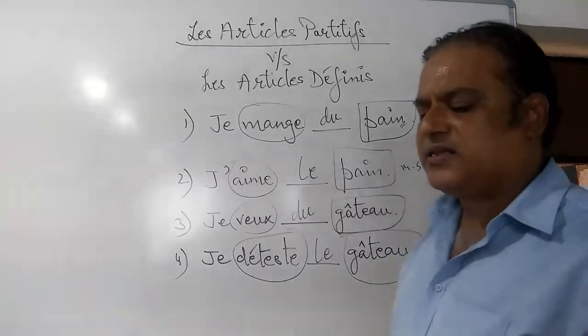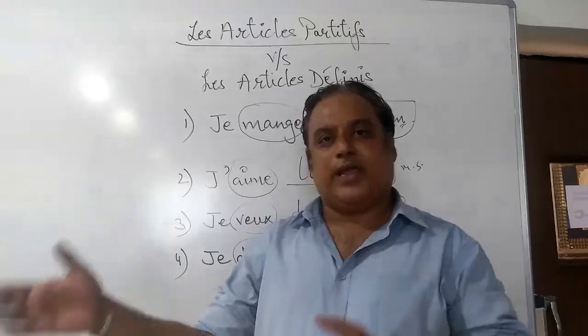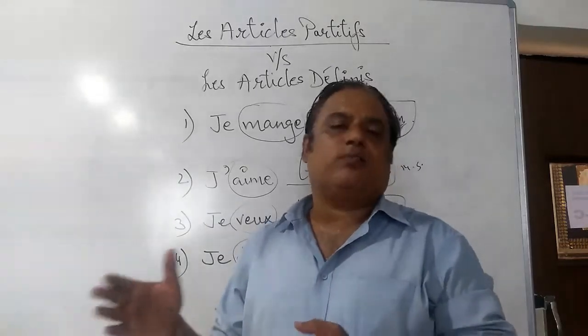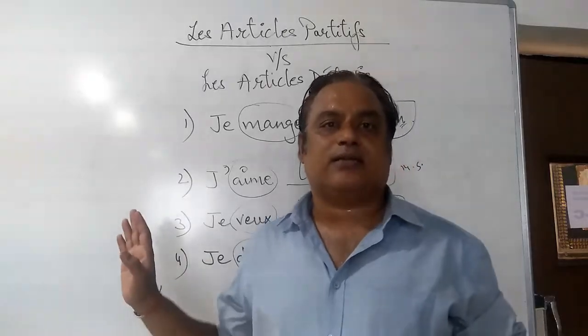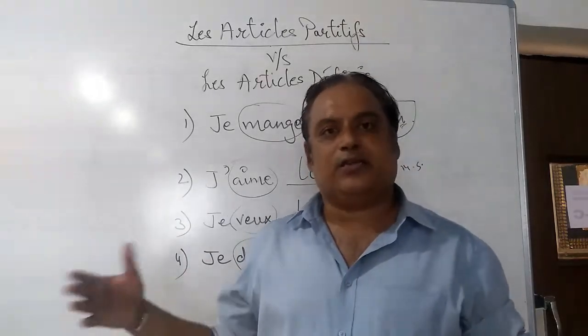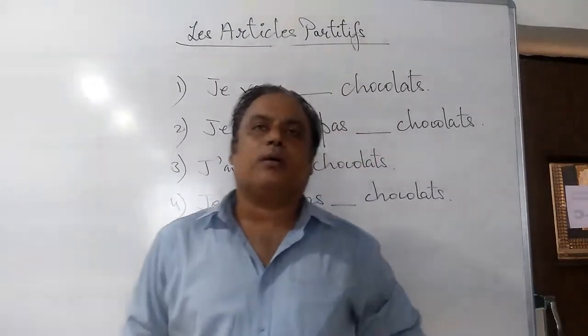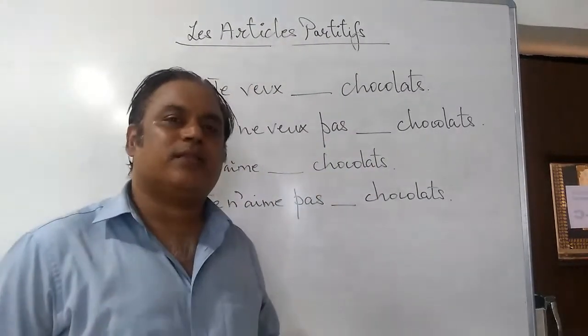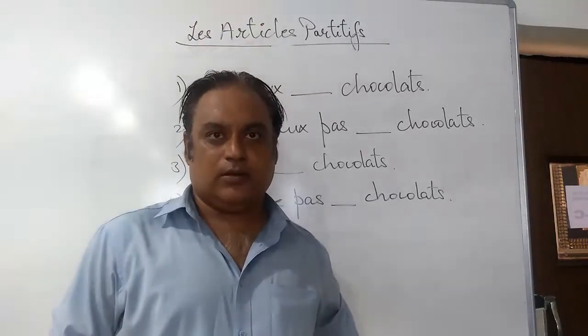We cannot say I hate some cake. That would clearly imply that you like some cakes and you hate some cakes, whereas our objective is not that. We simply want to say I don't like the cakes or I hate the cakes. Now here we are going to learn about what goes with the partitive article in the negative construction.